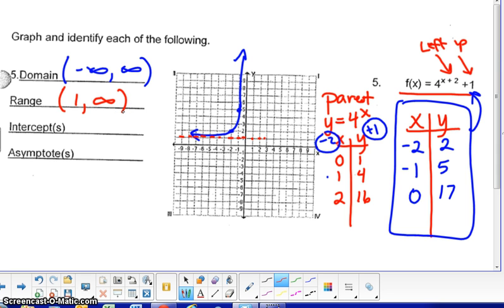Okay, the intercepts are just where it crosses the axes. Well, it's not going to cross the x-axis, but the y-axis we have right here at 0, comma 17, and that is considered the y-intercept. The asymptotes is something we haven't covered, so you do not have to worry about that. Let's go on to the next one.